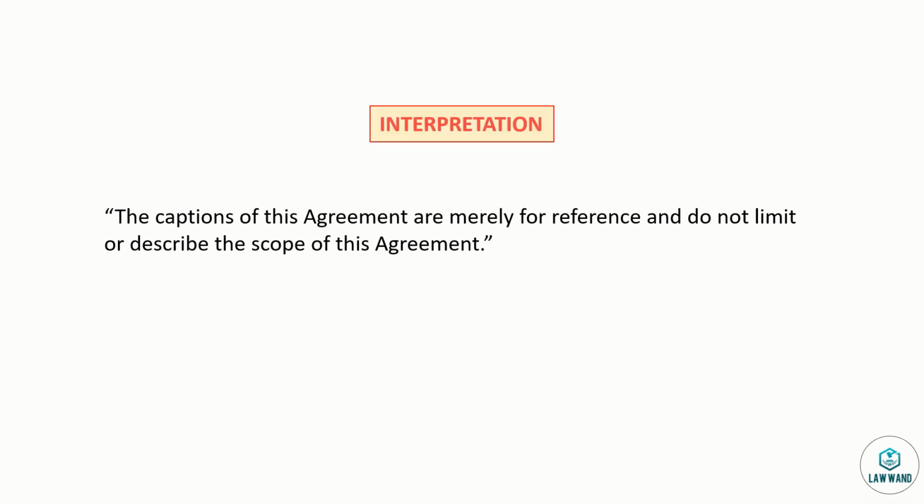Next comes the interpretation clause. Did you ever come across the sentence saying, "The captions of this agreement are merely for reference and do not limit or describe the scope of this agreement"? Well, that's an example of an interpretation clause. In this clause, you get an idea about the basic rules which would apply while interpreting or understanding a contract.